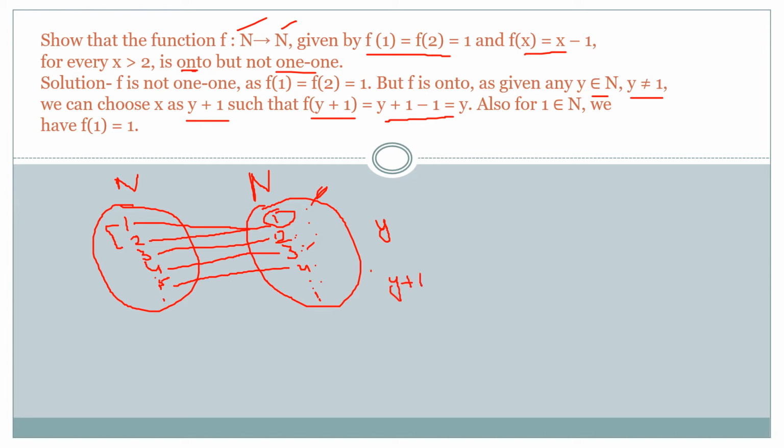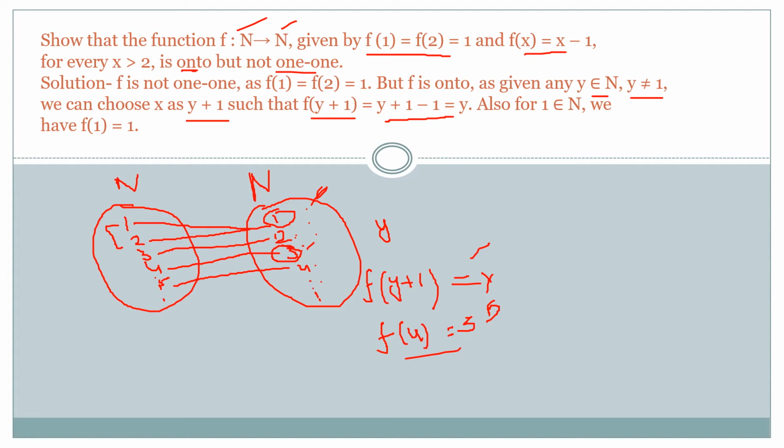So when we apply the function to this y plus 1, we will get the image. This is what we are doing. Let me take this 3. What is the pre-image of this? The pre-image of this is 4. And if I apply f to this 4, what will I get? I will get 3. This is what I am writing here. Right? So for y not equal to 1, for every other natural number, f of y plus 1 will be y. That's why the function is onto.